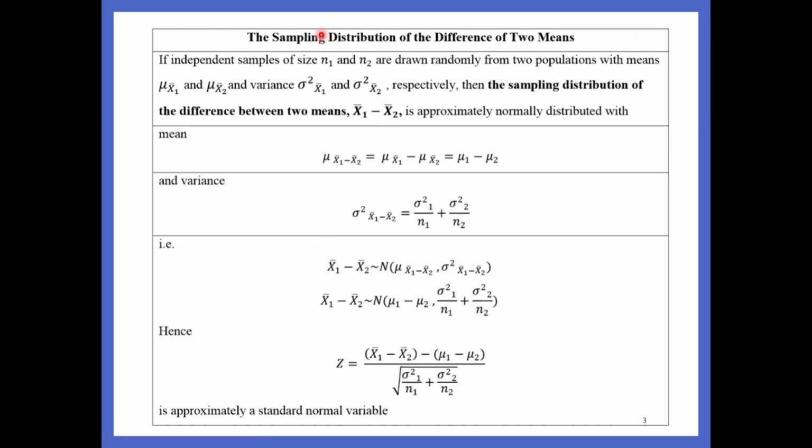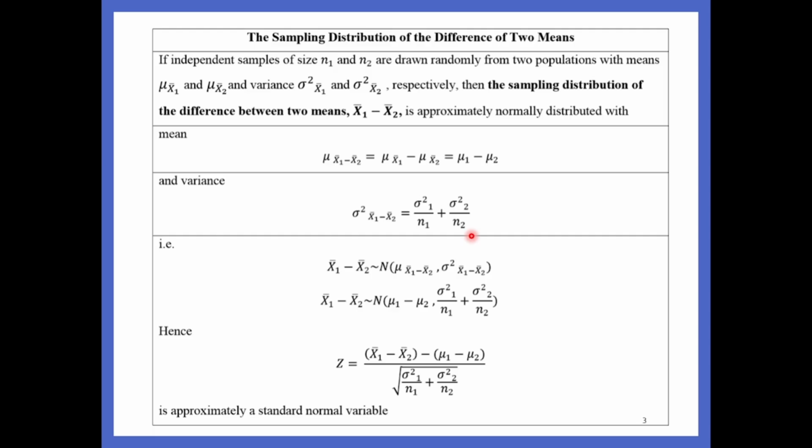To find the sampling distribution of the difference of two means, the first step is to find the mean of the difference of sample mean 1 and sample mean 2, which is equal to the mean of sample mean 1 minus the mean of sample mean 2, equal to mu1 minus mu2. The variance of the difference between sample mean 1 and sample mean 2 is equal to the variance of population 1 divided by the sample size n1 of population 1, plus the variance of population 2 divided by the sample size n2 of population 2.